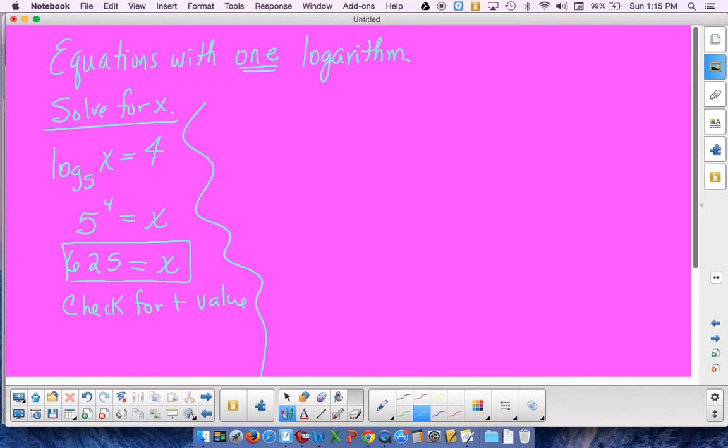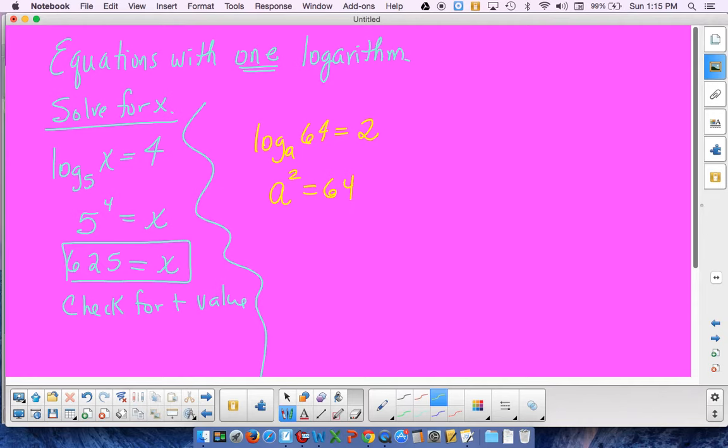Okay, that's one type of log equation. Second type of log equation would be something like this. What if I gave you log base A of 64 equals 2? Okay, now I want to solve for A. You can't really tell that's an A. Let me rewrite that. If I want to solve for A, then I need to rewrite it in exponential form. What's the base? A. What's the power? 2. That's got to equal 64.